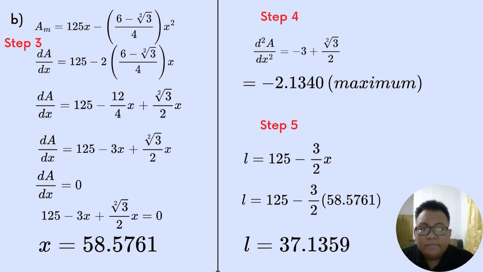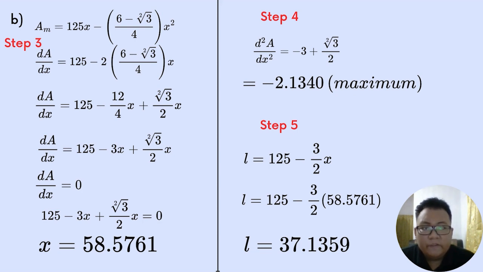We will be using step 3, which is to find the first derivative and equate it to 0 to find the value of x. The first derivative of the formula is 125 minus 2 bracket 6 minus square root of 3 over 4 bracket close bracket x. And to simplify the equation, 125 minus 3x plus square root of 3 over 2 x. And then we equate it to 0, and then we will get x equal to 58.567161.